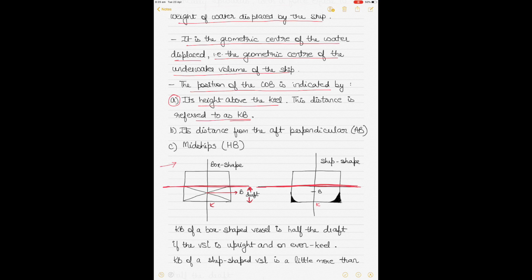So that's KB, the distance of B from the keel K. The center of buoyancy is also referred from its distance from the aft perpendicular, which is called AB. Finally, its distance from the midship is called HB. Today we will not talk about AB and HB; I will talk about them in my future videos with further numerical examples. Today, if you understand KB, that's good enough, and that's the focus of the lecture.